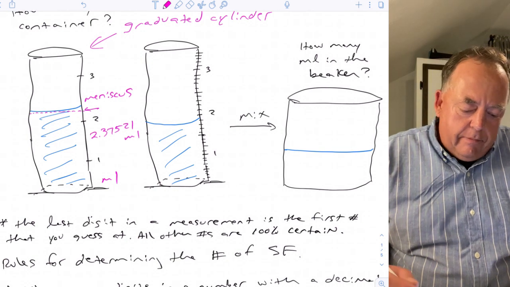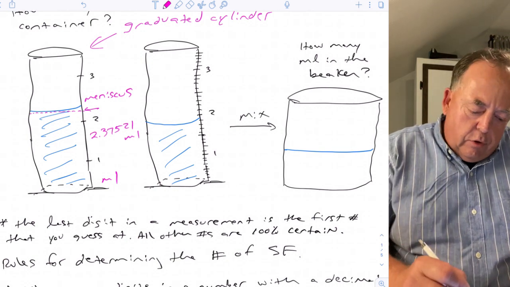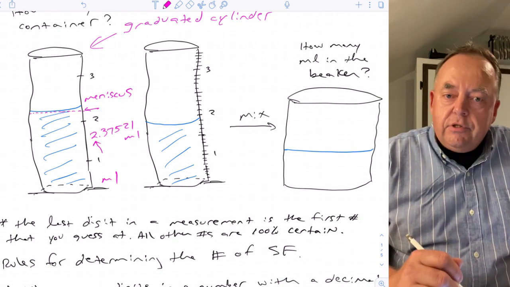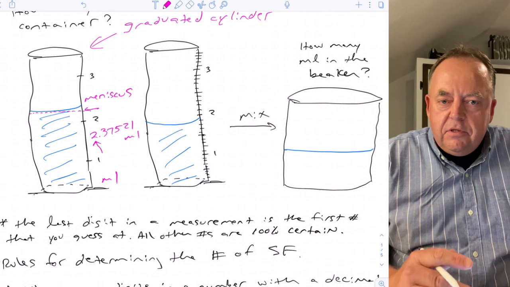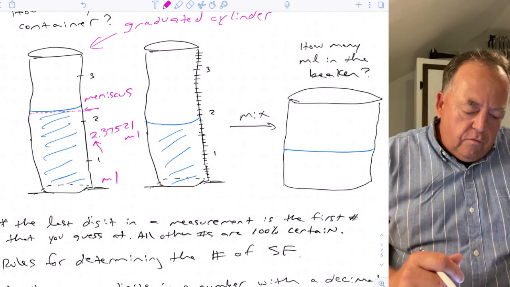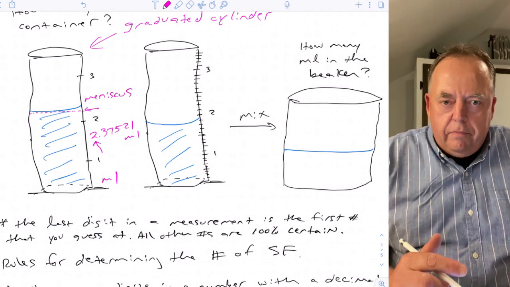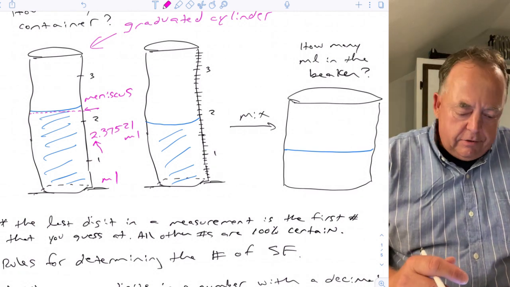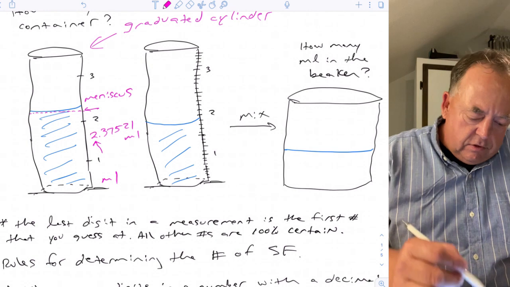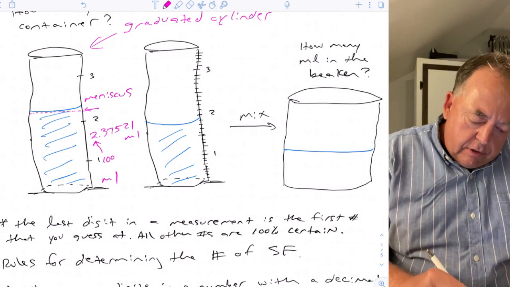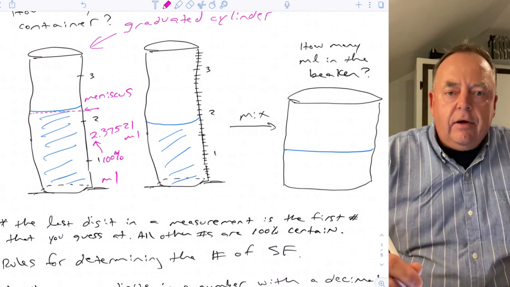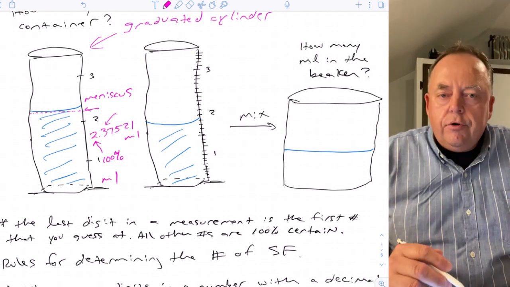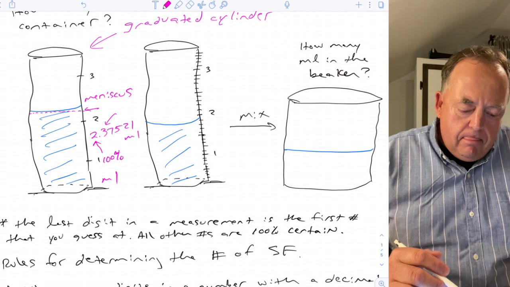So of these numbers, how many of them are you confident in? Are you confident in the 2? And if so, are you 100% confident or 50% confident? Hopefully, if this scale is true, you would be 100% confident that it is definitely 2 point something milliliters. It's not 1 point something or 3 point something, right? So we're 100% confident in that number. Okay, how about the next number? How about 3? Are you 100% confident in that number?